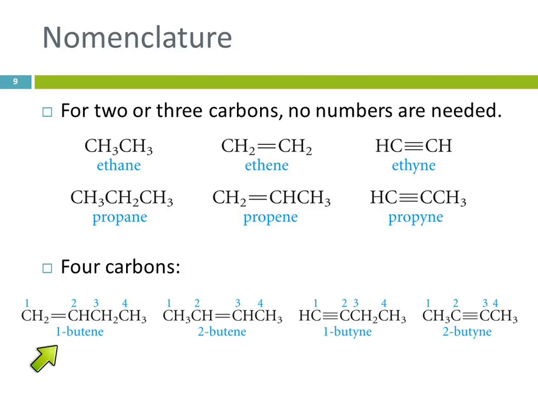Once you get up to 4 carbons, then you do have to specify where the double bond is, because we have the possibility for 1-butene with the double bond on the end, or 2-butene with the double bond in the middle. 3 or 4-butene would just be an incorrectly numbered molecule. This would be 1-butyne and 2-butyne.